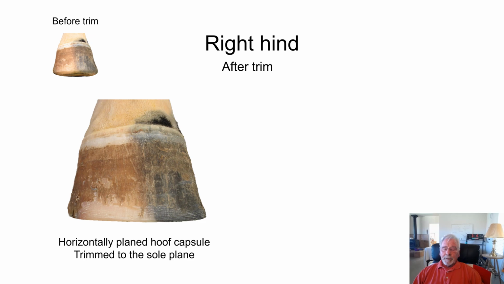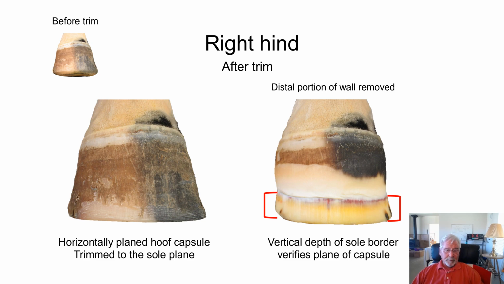But I'm going to take away the distal border of the hoof wall, distal being furthest away from the body. And we can see that the vertical depth of the sole border verifies the plane of the hoof capsule. So this tells me how the horse is standing on its foot. It is critical to a horse how it stands on its foot.